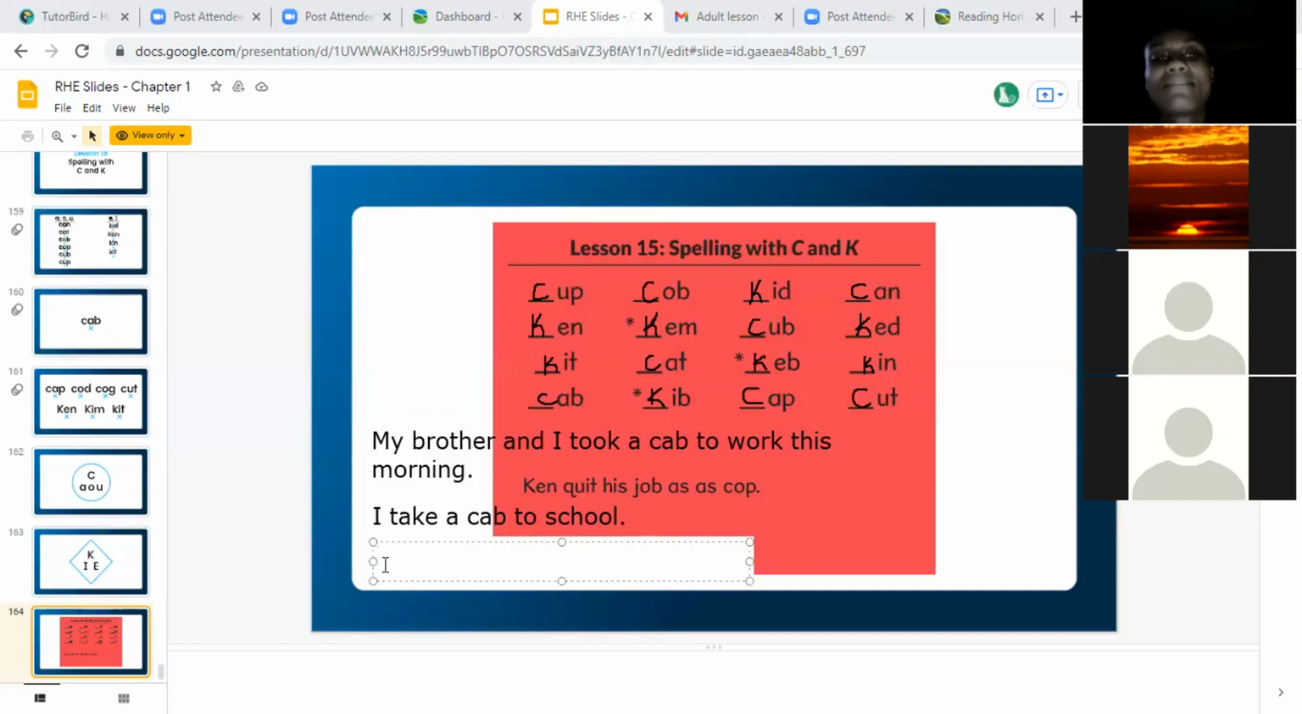I have a blue cap. Well, you know. So rich.